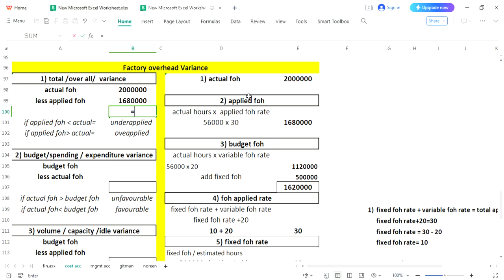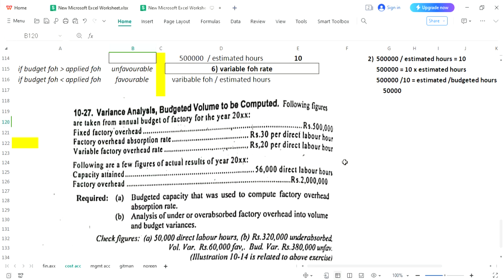Now it's time to calculate the variance by subtracting actual and applied. So actual FH was 2 million and you will subtract applied FH, which was 16 lakh 80,000. So first variance has been calculated and here for B part it is written over here, 3 lakh 20,000.